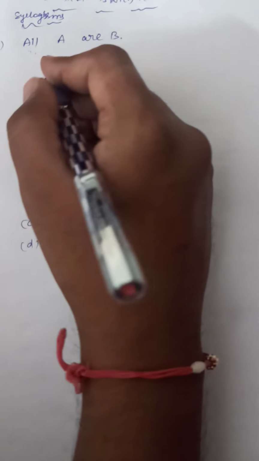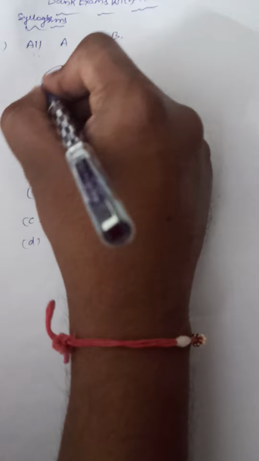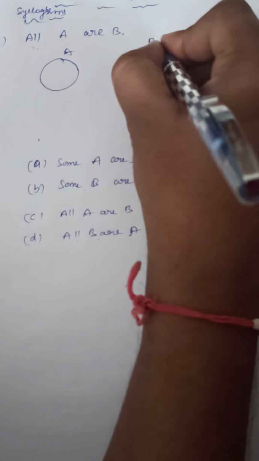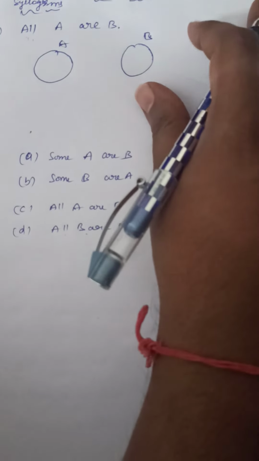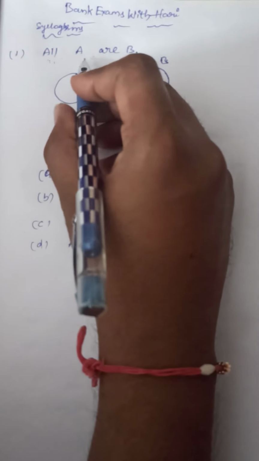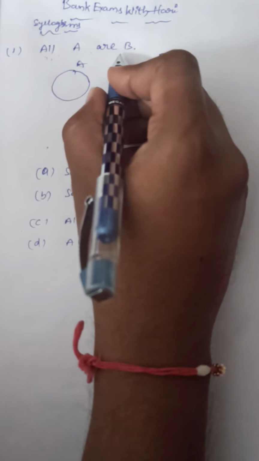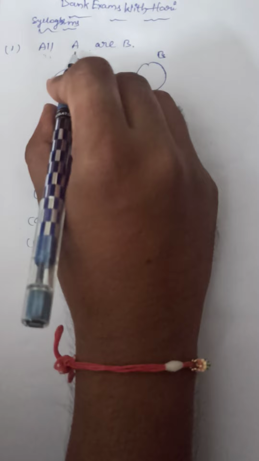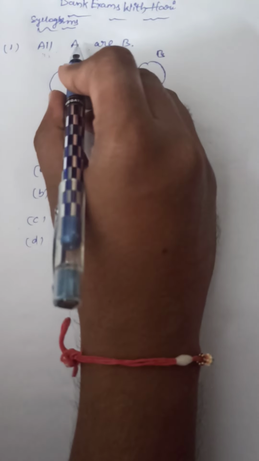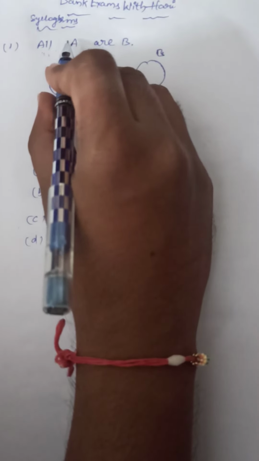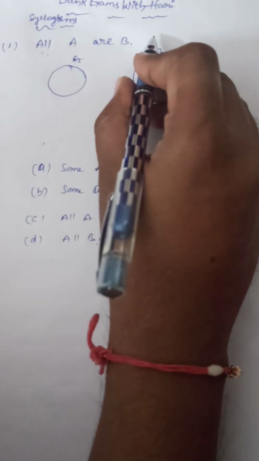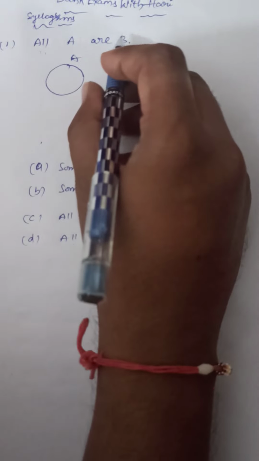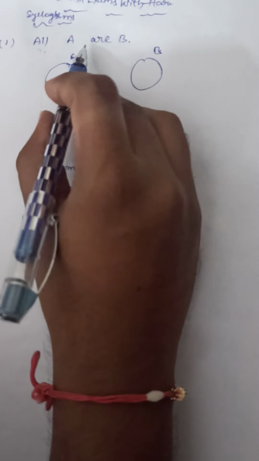For this, let us assume that A is a circle. A is one circle, B is one circle. We assume that every object is a circle in syllogisms. For example, let's say all dogs are animals. So dogs is one circle, animals is another circle. Okay, like this. So let us understand the statement: all A are B.